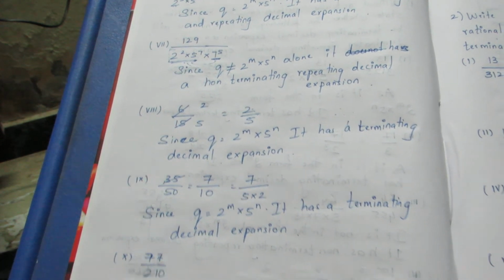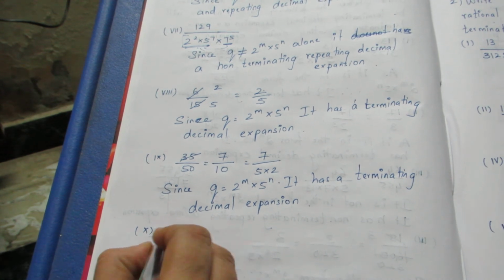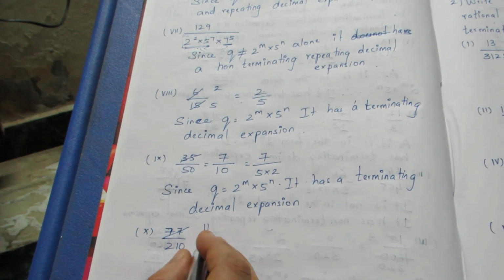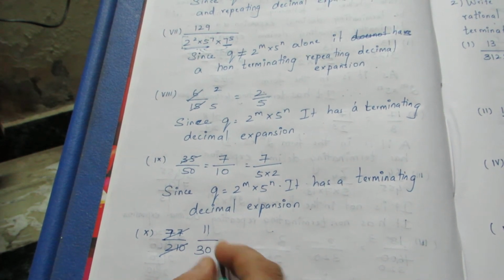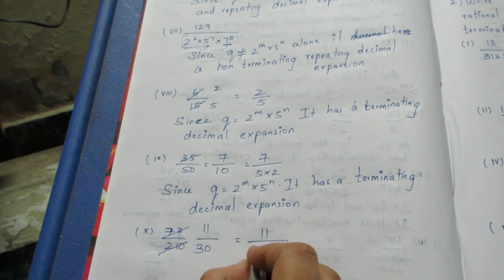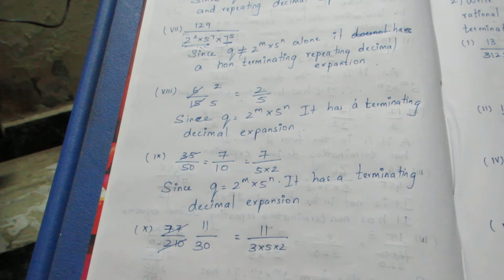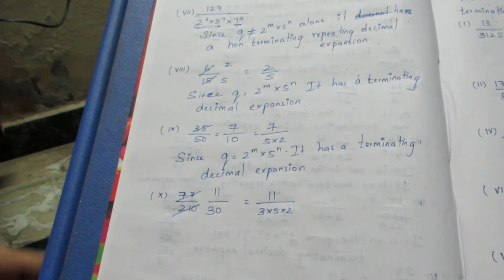Now we'll move on to the last one. They have given us 77 by 210. We know that this goes in 7 tables, so I'm cancelling it out. 7 elevens are 77, 7 thirties are 210. We can't cancel this further, so here it is 11 by 3 into 5 into 2. Since we have 3 here, it does not have a terminating decimal expansion. It will be a non-terminating repeating decimal expansion.